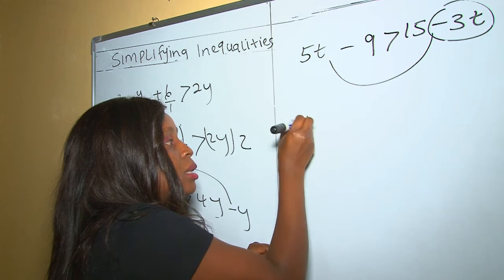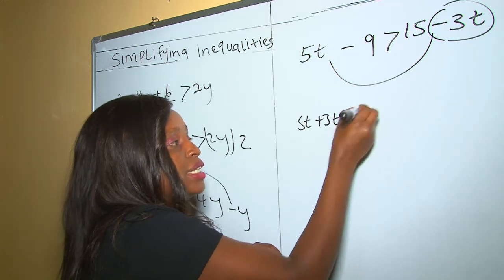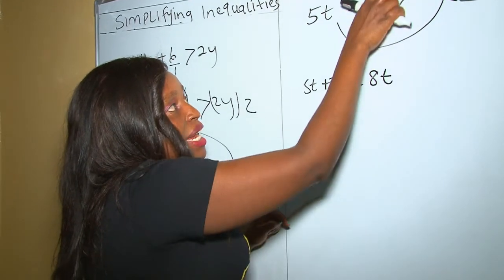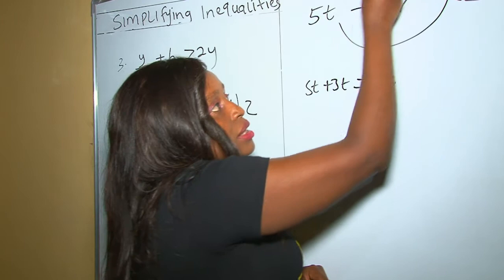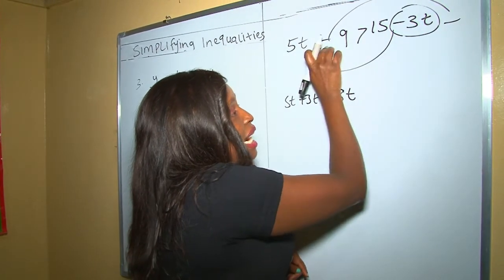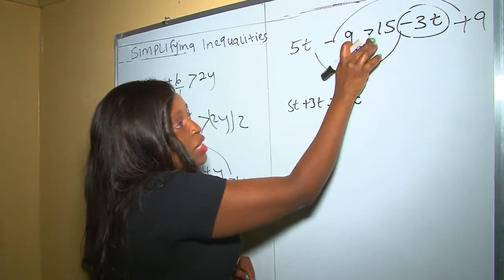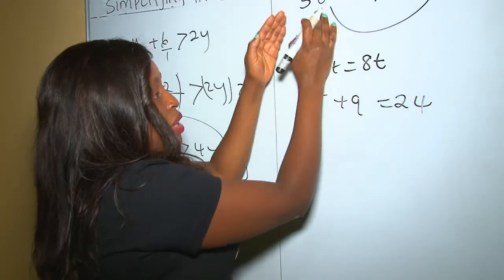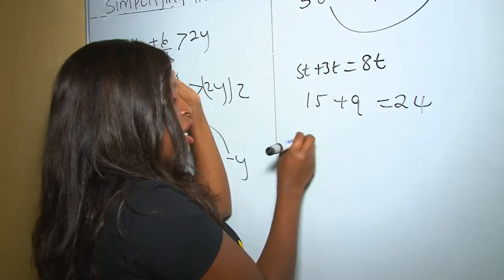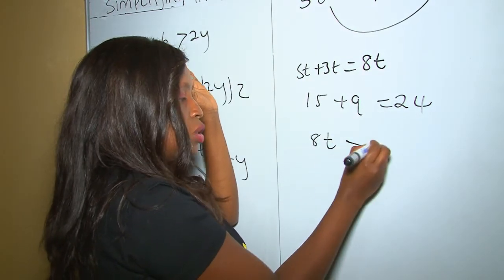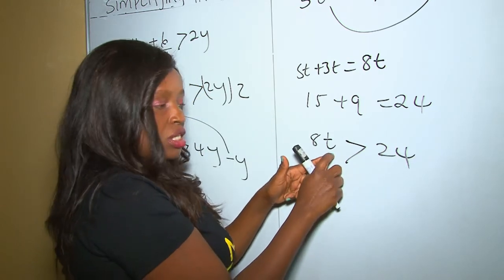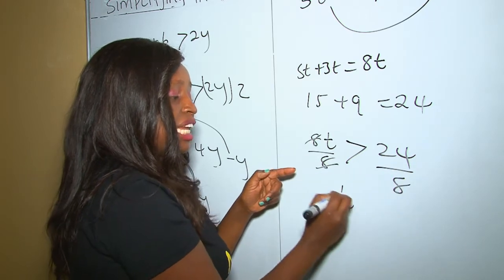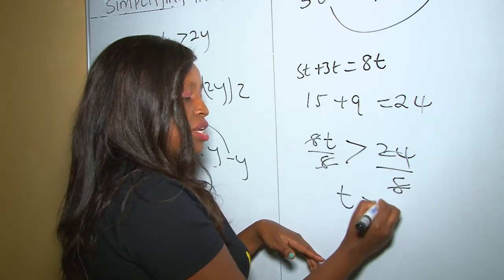So 5t plus 3t is equals to 8t. Also, we take our -9 to this side. That is, it was negative, it becomes +9. So 15 plus 9 is equals to 24. Remember, we brought 3 this side, so on our left we have 8t is greater than 24. We want to be left with the t, so we do away with 8 here by dividing both sides by 8, and our t is greater than 3.